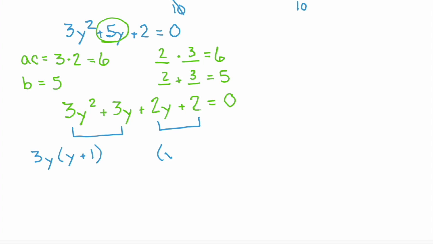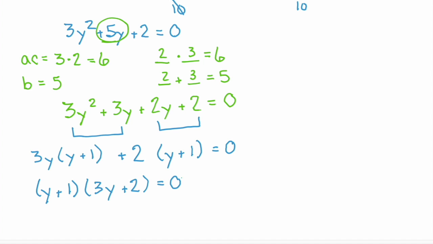So ideally, our second grouping should have a binomial of y plus 1, and to do that, we factor out a positive 2. And it's still equal to 0. Now we factor out that binomial they have in common, y plus 1, and it leaves the binomial 3y plus 2. And those two factors equal 0.